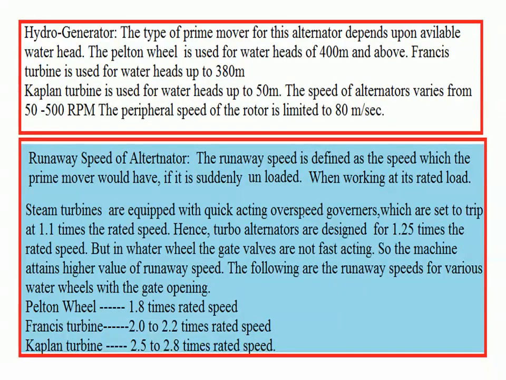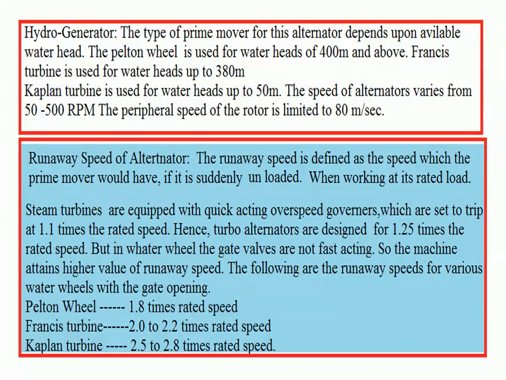Next we shall discuss hydro generators. Again the same thing: these have a salient pole type rotor. These work with the water wheel, different types of water wheel turbines. Pelton wheel is used depending upon the water heads, around 400 meters and above. Francis turbine is used for water heads up to 380 meters. Similarly, the Kaplan turbine is used for water heads up to 50 meters.